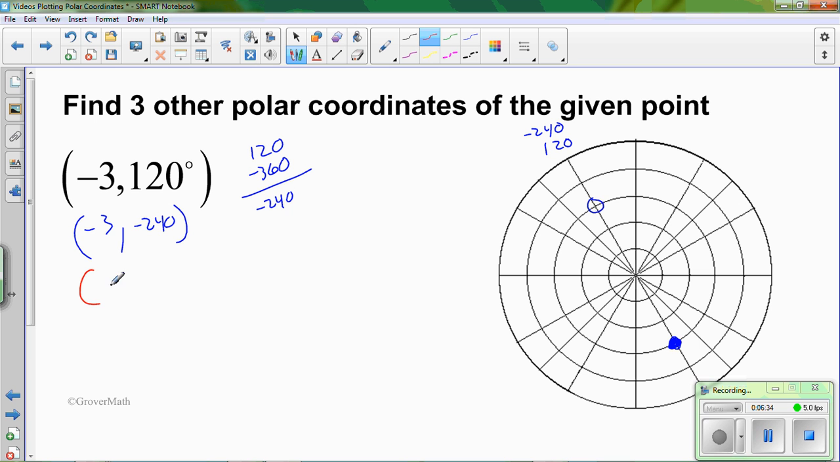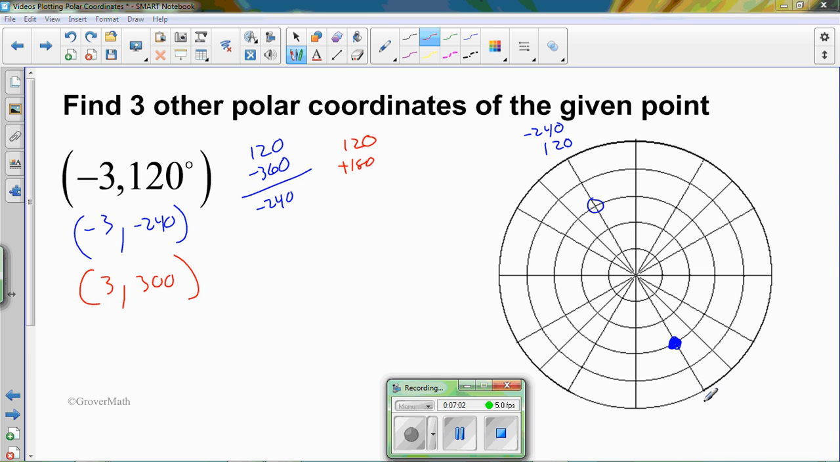Or I could use a positive 3 and add 180 to my 120, and that's going to get me to my opposite side. And adding, that'll get me to 300. So this was 3, 300. I think that's probably the normal one, right? That's the positive r and the positive angle. And we see that this is a 300-degree line, and we're 3 out. So that's the normal way of expressing it.